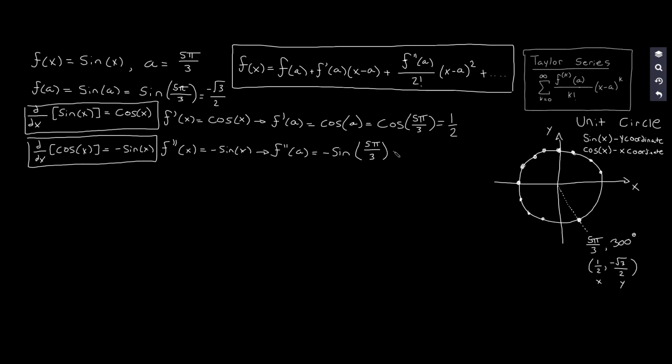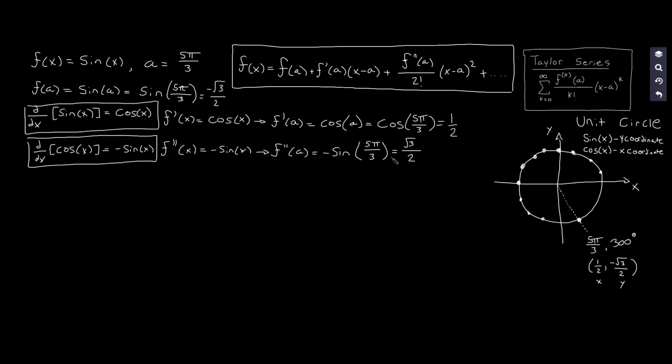Now, we know that the y coordinate corresponds to sine of x on the unit circle. So we're going to be looking at negative root 3 over 2. But we already have a negative sign right here. So we're just going to go ahead and write out that root 3 over 2 because those negatives are going to actually cancel.